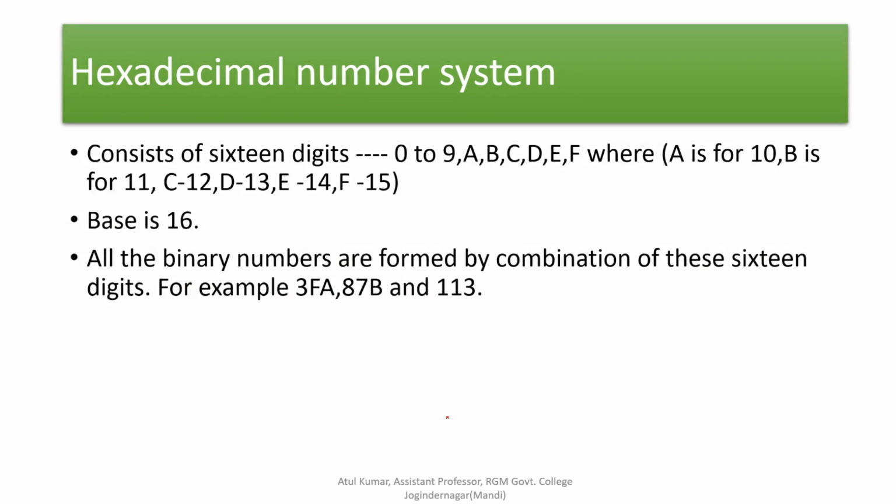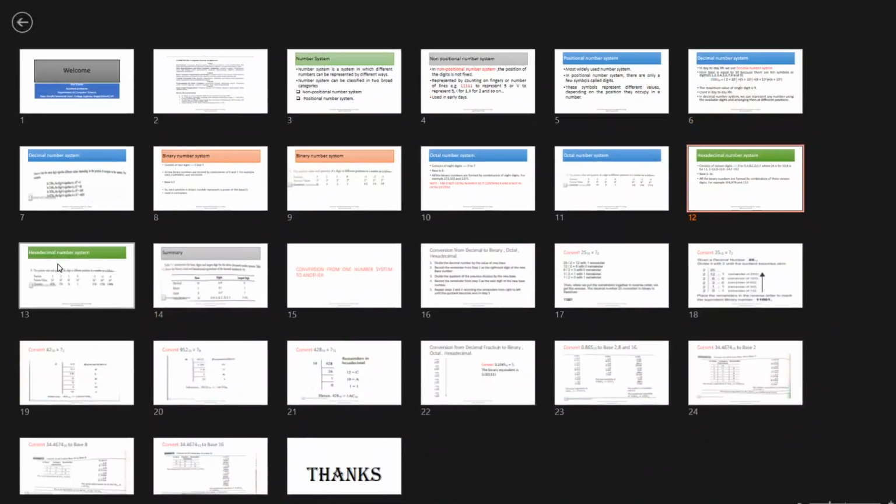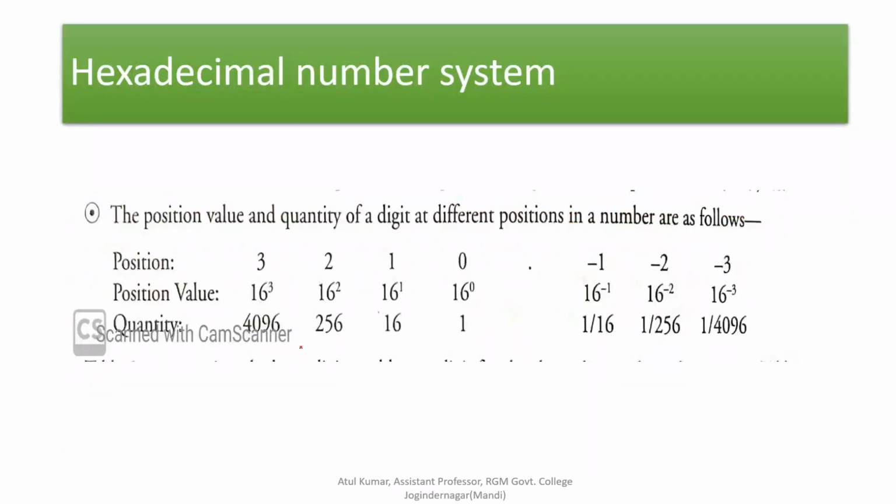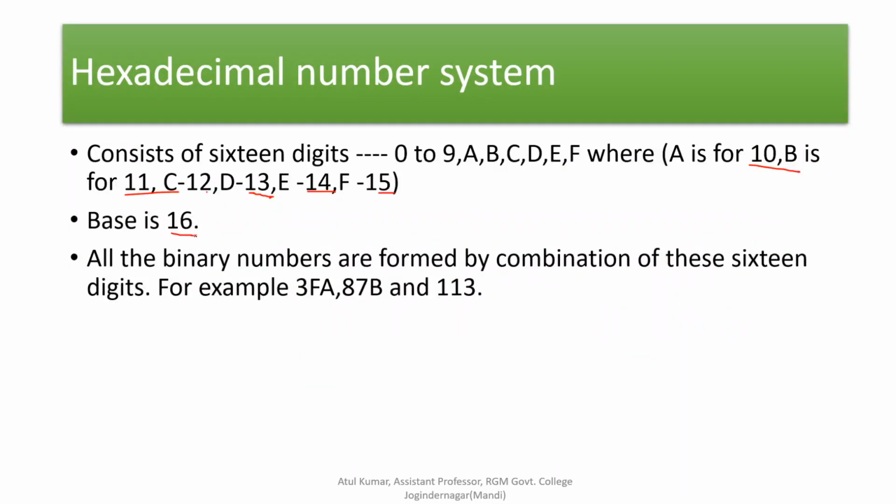Next number system is hexadecimal number system. It consists of 16 digits, starting from 0 to 9, and letters A, B, C, D, E and F, where A represents 10, B represents 11, C represents 12, D represents 13, E represents 14 and F represents 15. So there are a total of 16 digits, so the base here is 16.